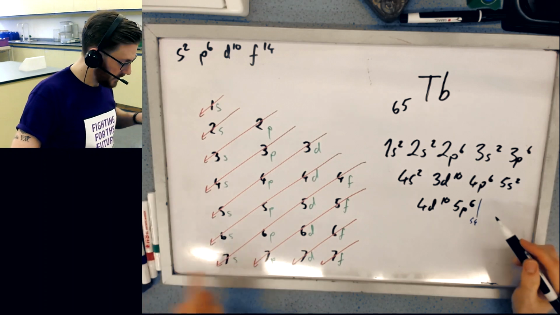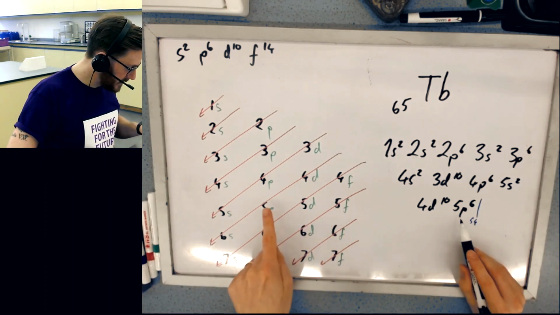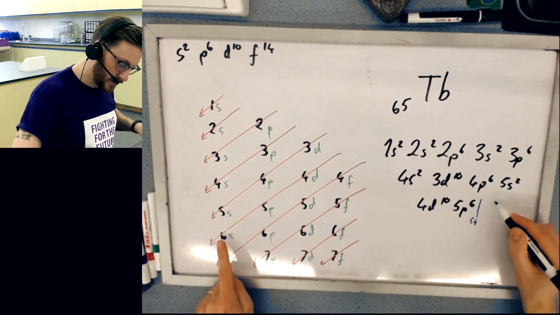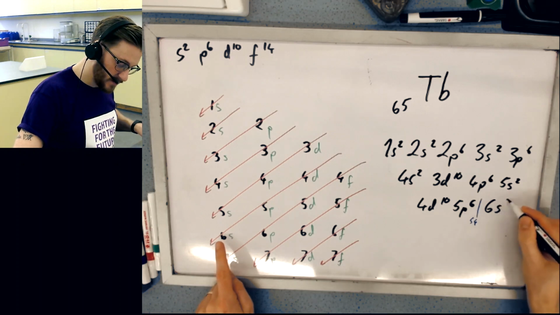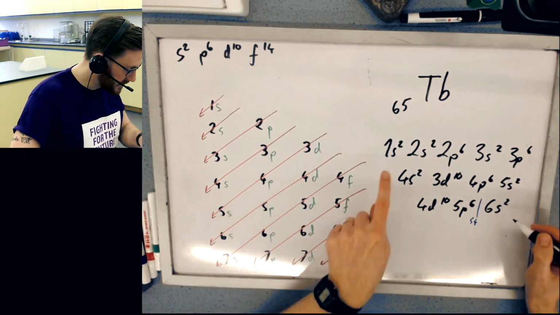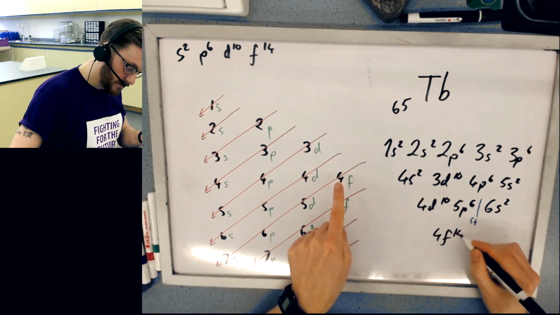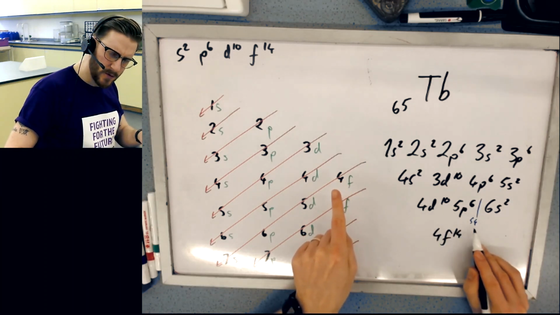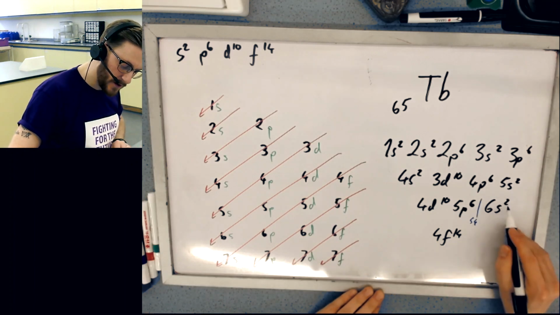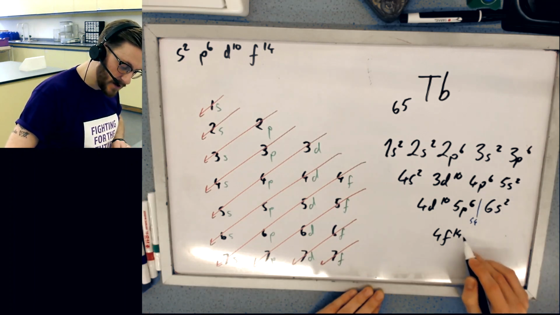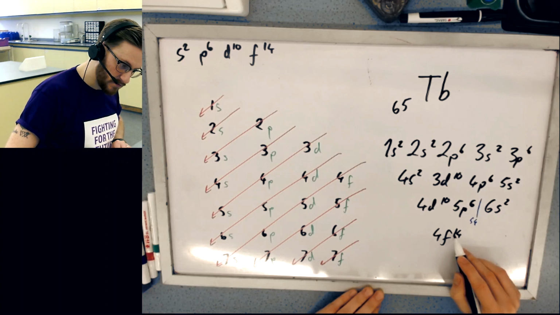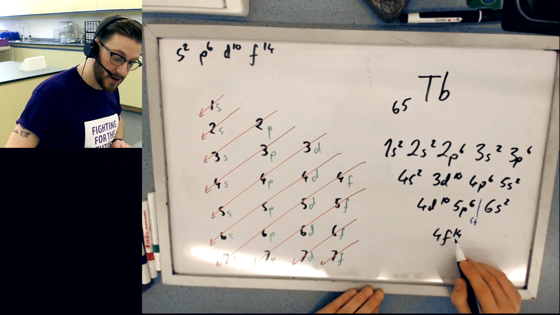Let's keep going. So I was on the 5p, which was the 6. Then I'm going down to the 6s2. And then I'm going to start my next one. A 4f goes up to 14. But I was on 54 before, so let's count again. 54, 55, 56, 57, 58, 59, 60. So I'm at 70. I'm too far.